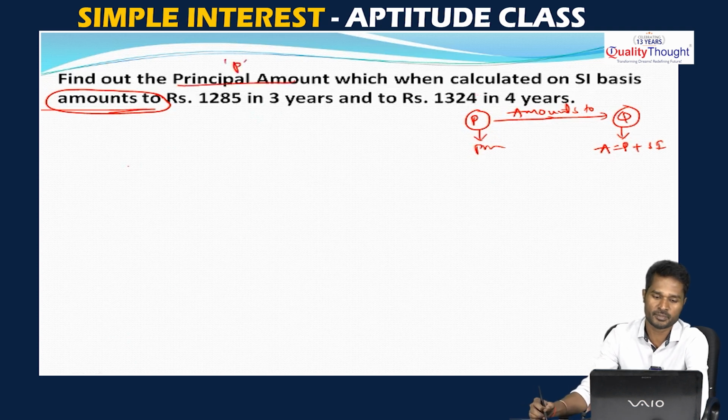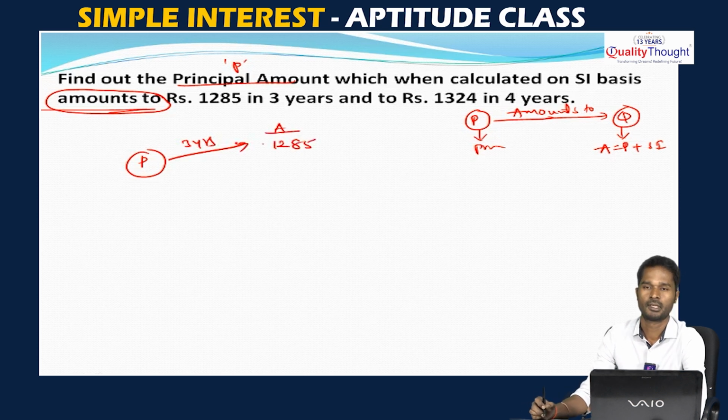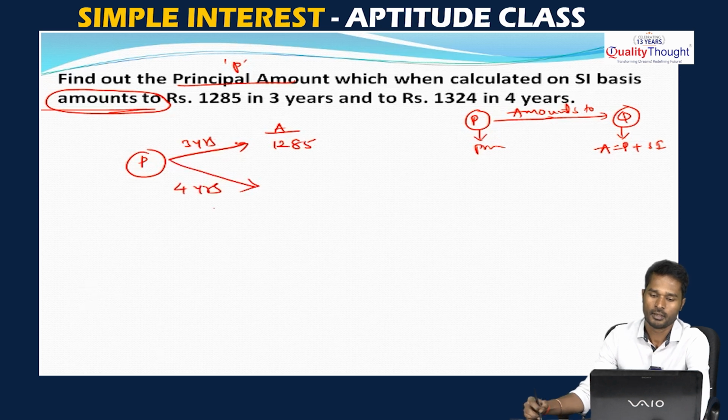Now, this principal amount has become the total amount after 3 years. How much has it become? 1285. After 3 years, the total amount has become 1285 from a principal amount of P, and after 4 years, the same principal amount has become 1324.